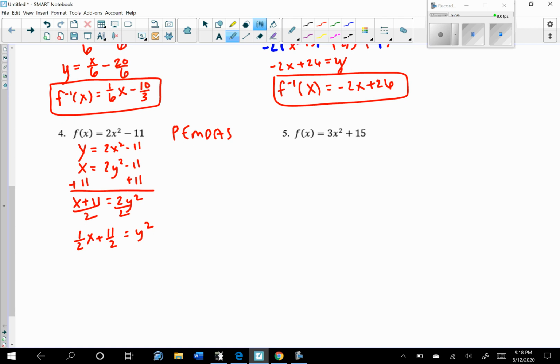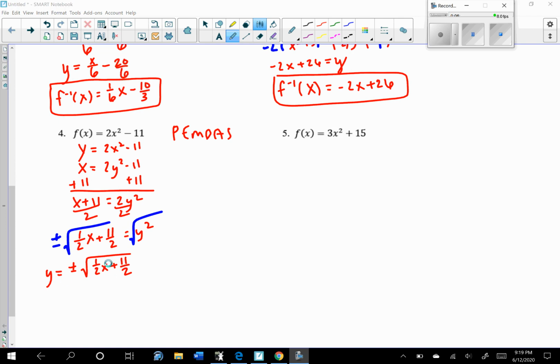Then you do exponent and parentheses. We don't have any parentheses here, but if we did, we'd do that last. So we want to get rid of that exponent. Again, how do you get rid of the exponent? You take the square root of both sides. And remember, when you're getting rid of an even power, you need that plus or minus in front of the square root. So in this case, we get y is equal to plus or minus the square root of 1/2 x plus 11/2.